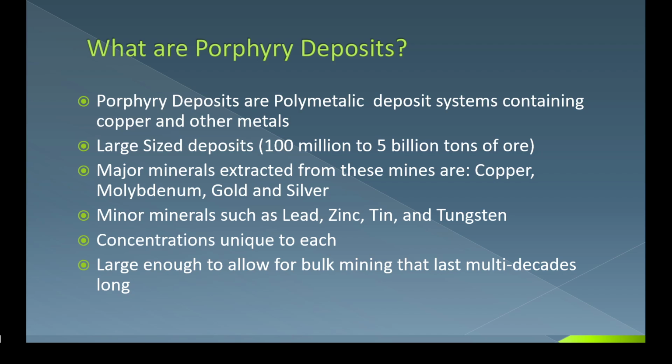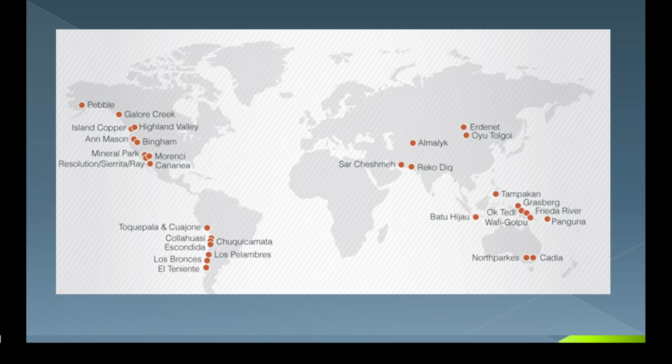Each different porphyry deposit has a unique amount and different concentrations at different depths, and this will be explained later in the presentation. These different deposits are large enough to be mined for multi-year to multi-decade long production, and therefore are extremely valuable to an economy. So first off, where do most porphyry-type deposits occur?